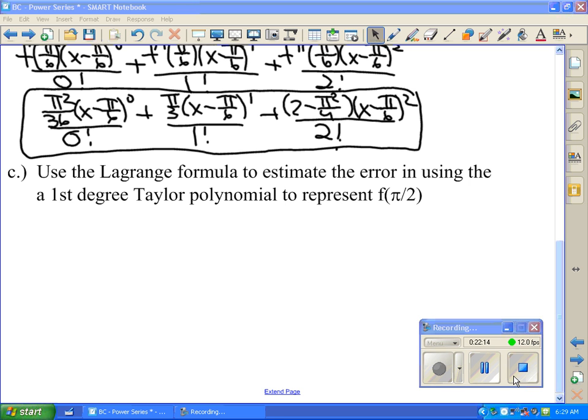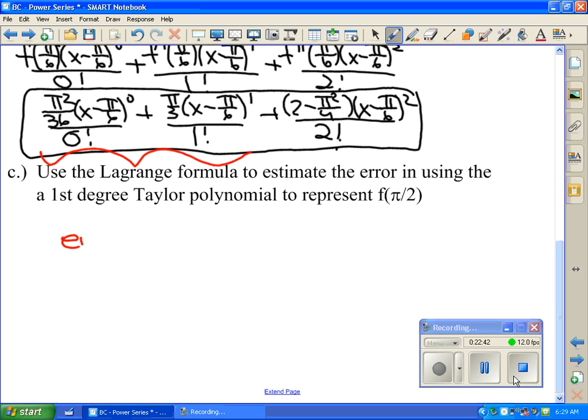The last thing I'm going to do is Lagrange with this to estimate the error using a first degree Taylor polynomial to represent f of pi over 2. So I did this on purpose so that I wouldn't have to take another derivative. Basically what I want to do is just use the first two terms from this and say, well, what if I just use that to represent f of x? And the question is, what would be my error from that? So Lagrange error basically is the first omitted term. So in this case, since I'm using up to the first degree, my error is going to be bounded by the first omitted term, which is the second derivative.